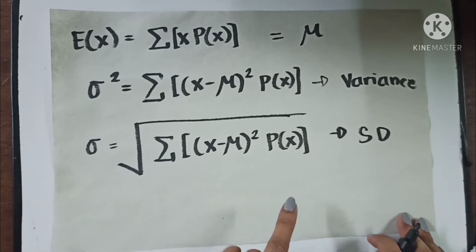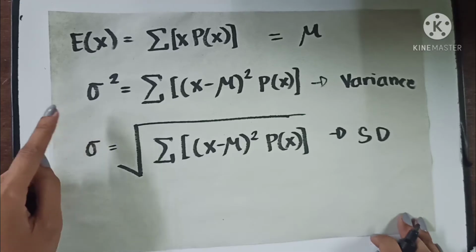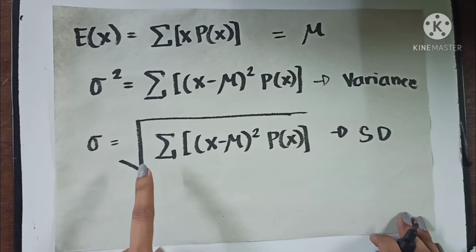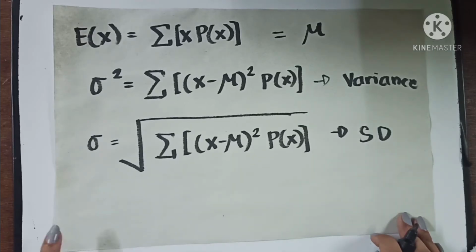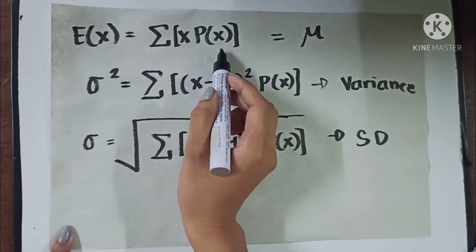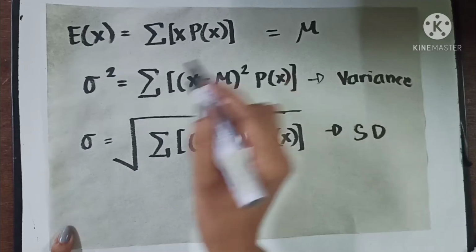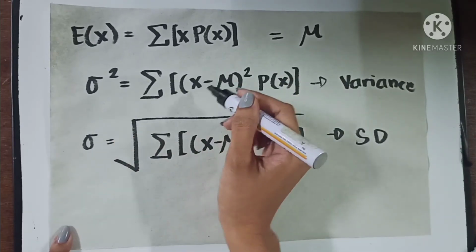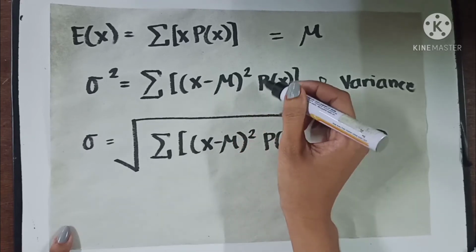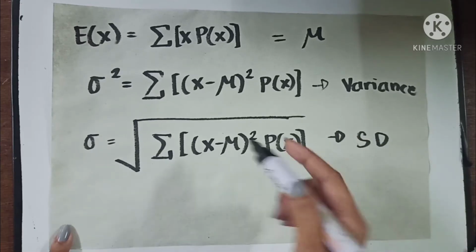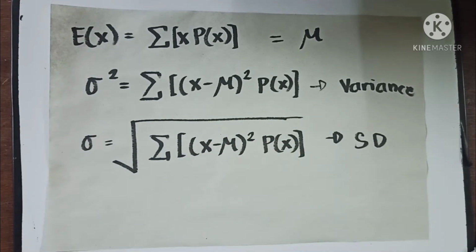So standard deviation natin, kukunin lang natin ang square root nung variance. So ibig sabihin, kapag may nakuha ka ng value ni sigma squared, kunin mo lang ang square root, and kung ano yung makukuha mo doon, that is already your standard deviation. So again, E of x, summation of x, P of x, or ito na rin yung mu natin. Sigma squared or the variance is equal to summation of the quantity x minus mu squared multiplied by P of x. And standard deviation, just simply get the square root.